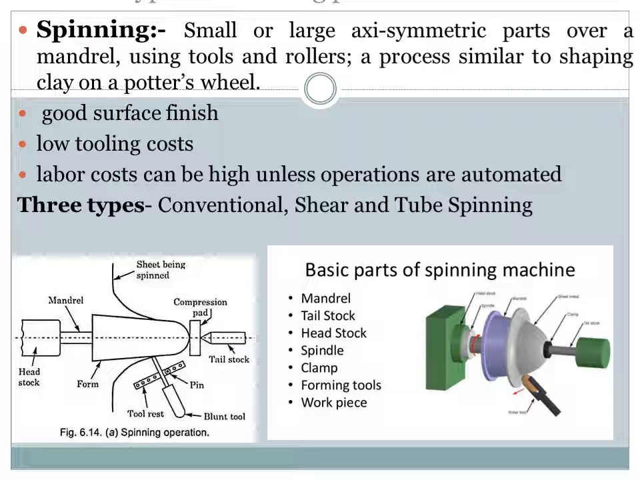Spinning is generally carried out for small or large axisymmetric parts over a mandrel. It can give good surface finish, low tooling cost, and labor cost is comparatively higher unless the operation is automated. And this process is similar to shaping clay on a potter's wheel.